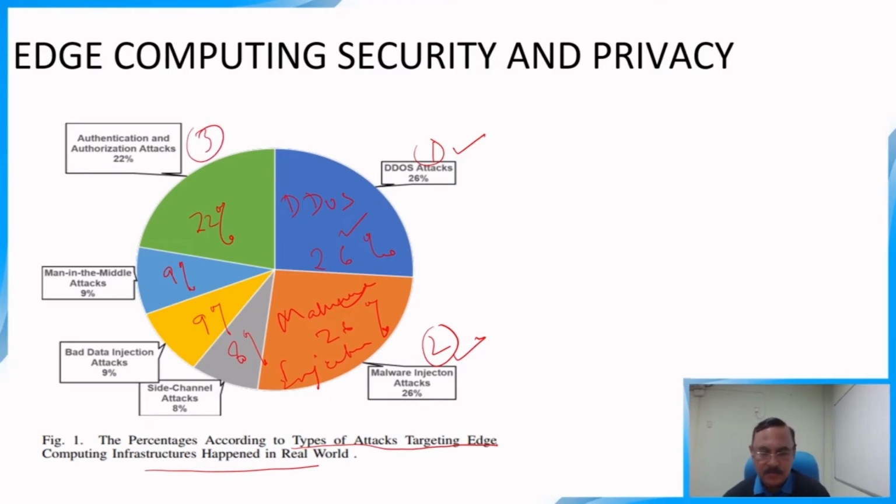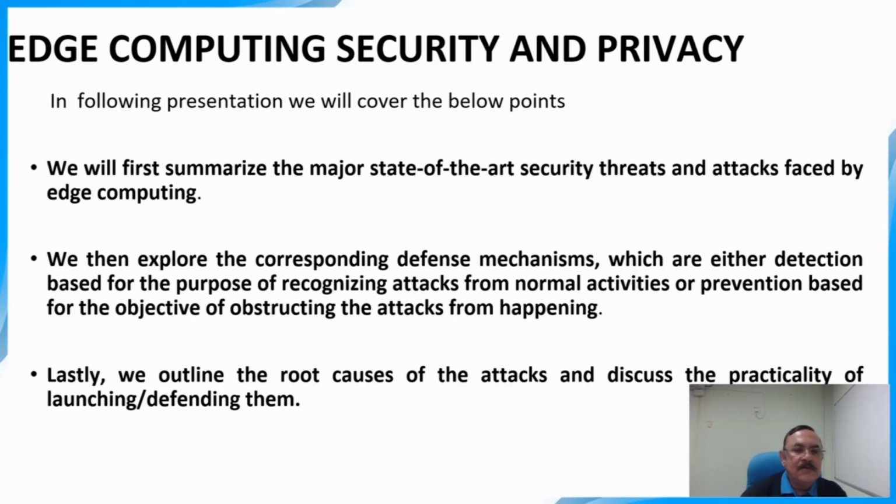We will now summarize the major state of the art security threats and attacks faced by edge computing. We then explore the corresponding defense mechanisms, which are either detection based, for the purpose of recognizing the attacks, or prevention based, with the objective of obstructing the attacks from happening.